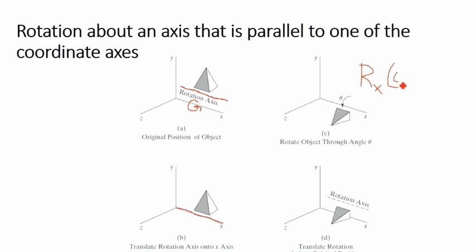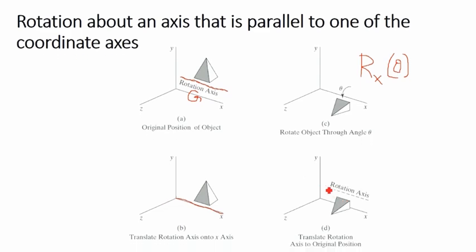That is, I apply matrix Rx of theta. That would rotate my tetrahedron like this by theta degree, and then I translate it back to its original position. So if I place my axis back to its original position, then I would get my rotated object like this, which will be rotated around this reference axis for me. So these are the steps that are involved.